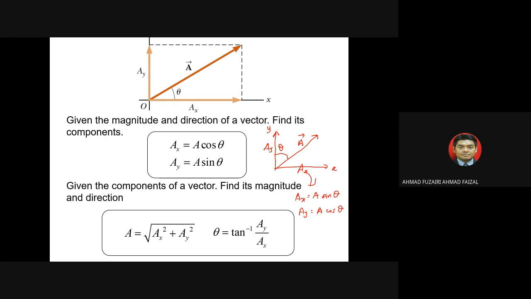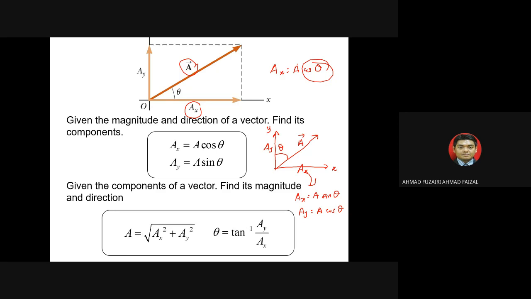Can you imagine? Okay, AX is A sine theta and AY is A cos theta. Don't memorize it. To use the shortcut, you need to see where your angle is. If your angle is between the x component and the vector, then your AX will have a cosine.